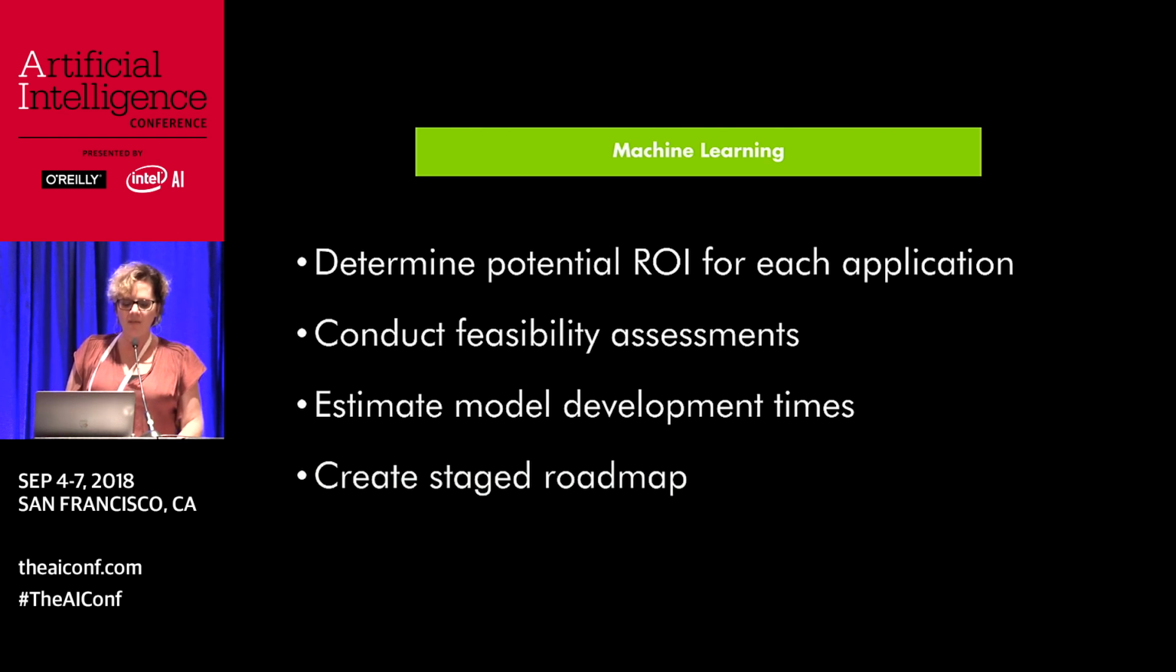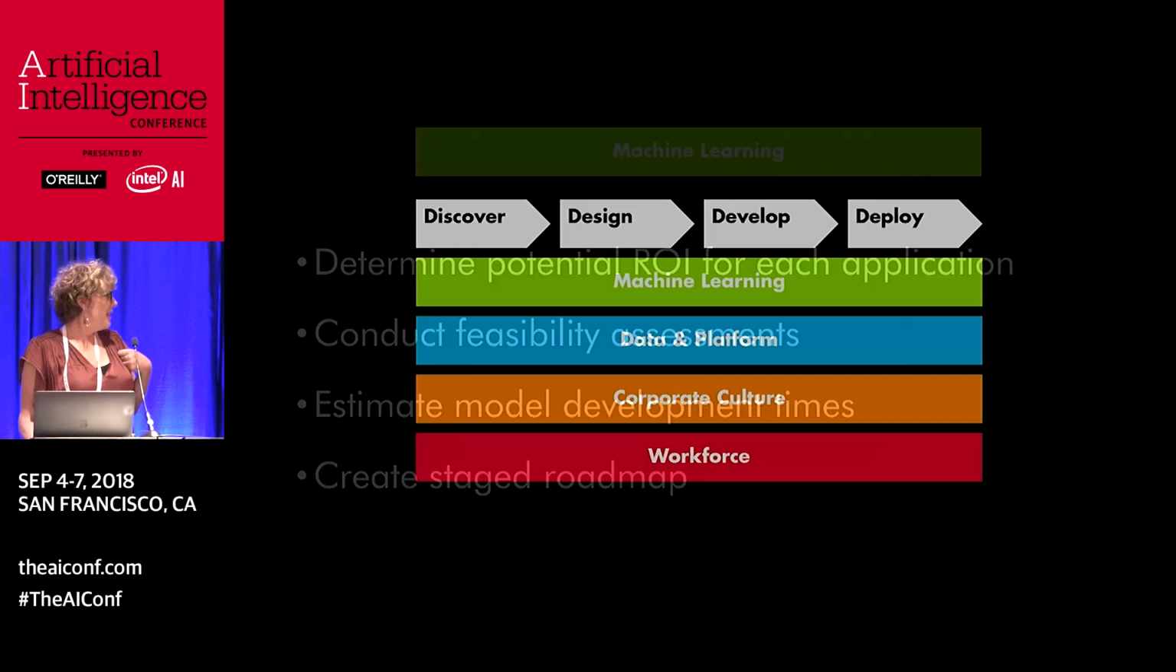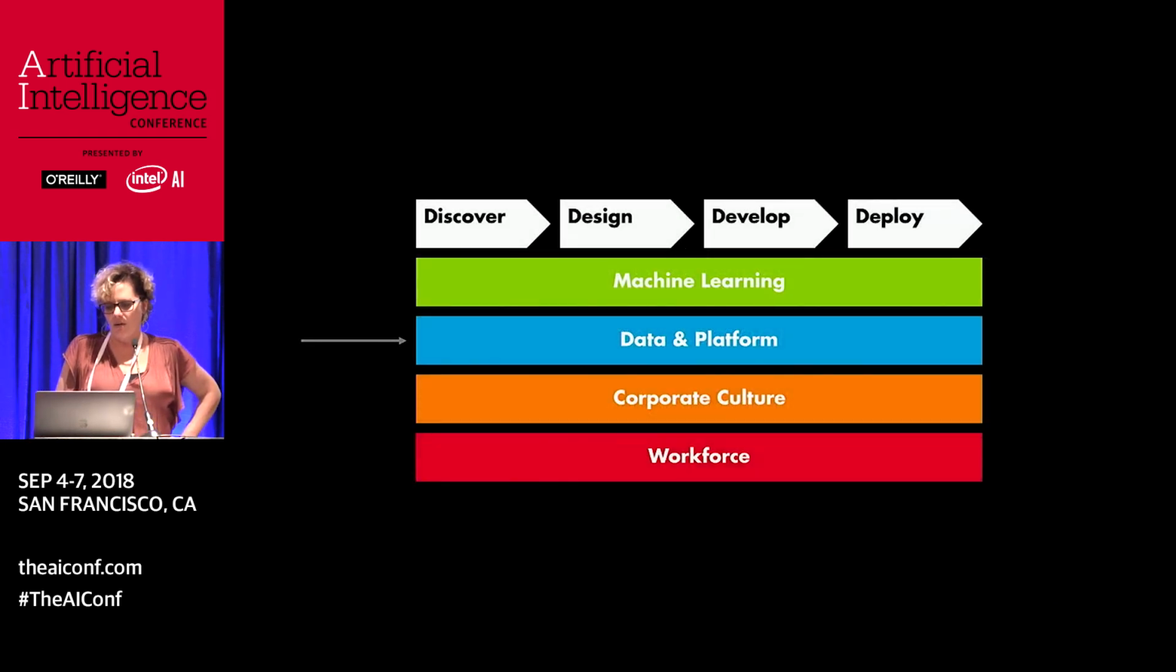Then you pull all that together and create a staged roadmap that is intelligently ordered, primarily by business ROI, but there are a bunch of other pieces you have to take into account that we're going to talk about too. So this machine learning roadmap becomes the backbone on which the next 3 supporting plans are based.